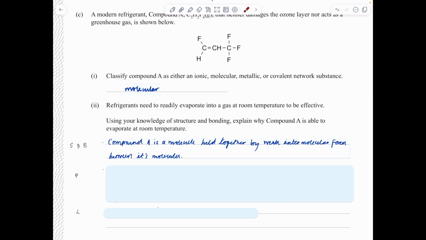So the bonding is going to be the attractive forces between whatever's making up the structure. So compound A is a molecule held together by weak intermolecular forces between its molecules. Do not say atoms, okay? Because intermolecular forces occur between molecules. So the reason why it's not atoms is because atoms are bonded covalently and they're actually very strong. So that's not what we're dealing with here.